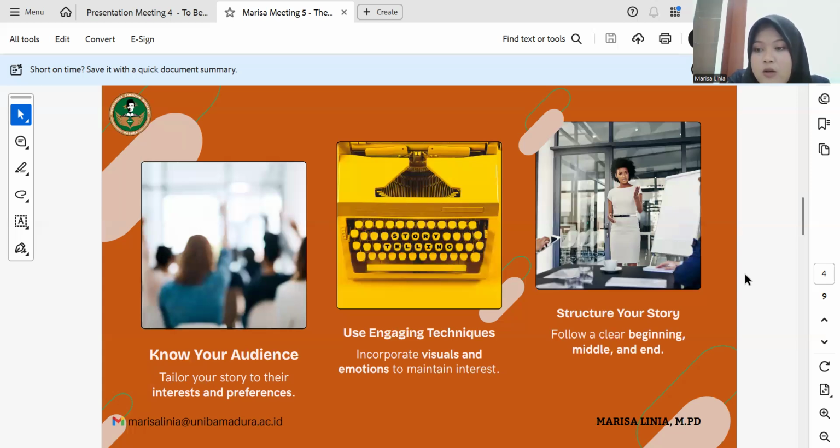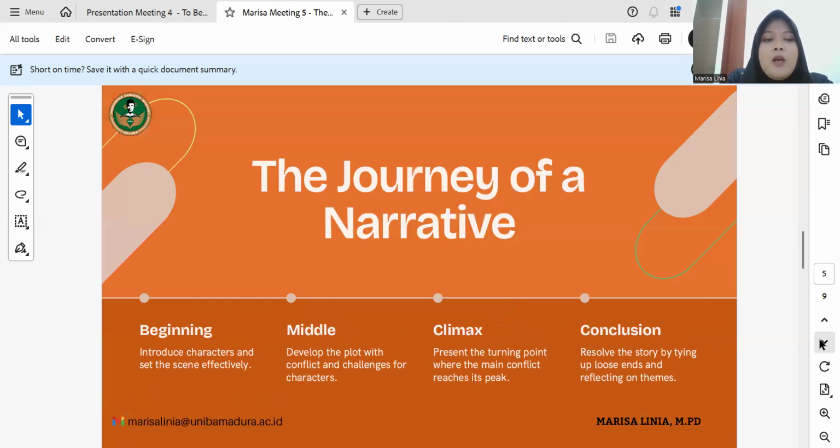Now let's move on to the next slide. Here we're talking about the journey of narratives. Like what I said before, we already talked about the structure of storytelling: the beginning, middle, climax, and also the conclusion. For the beginning, I want you to introduce the characters and set the scene effectively. This is important to lead your audience to know what story you will tell them.